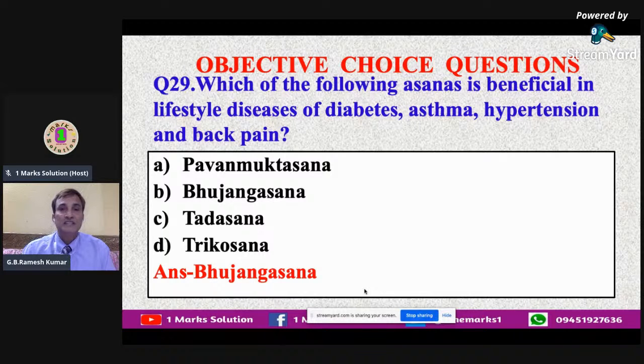So here one particular thing is there. Some asanas are related to Tadasana also, and some to Trikonasana. But overall, Bhujangasana is for all of these: diabetes, asthma, hypertension, and back pain. So Bhujangasana is common for diabetes, asthma, hypertension, and back pain. Now certain asanas, like Pavanmuktasana, may be helpful for some lifestyle diseases, but will not cover all the lifestyle diseases, whereas Bhujangasana will cover diabetes, asthma, hypertension, and back pain. It means you need to study every asana, which lifestyle diseases it is covering.